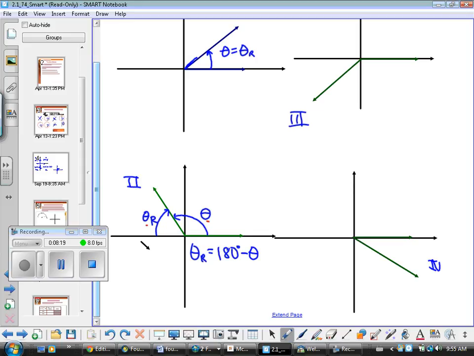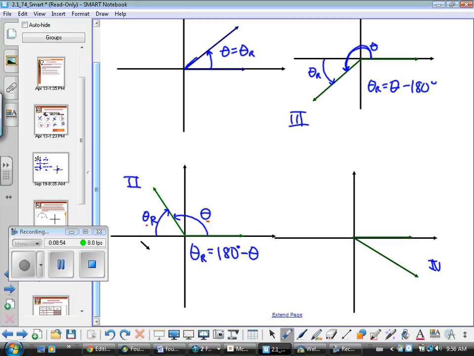In the third quadrant, here's my angle, and here's my reference angle. This is theta, and that'll be theta r, because the terminal arm is closer to the negative x-axis than it is to the positive. How do we get our reference angle? You take that whole big angle right here and subtract 180 from it. So the reference angle would be the angle minus 180. That's true in the third quadrant.